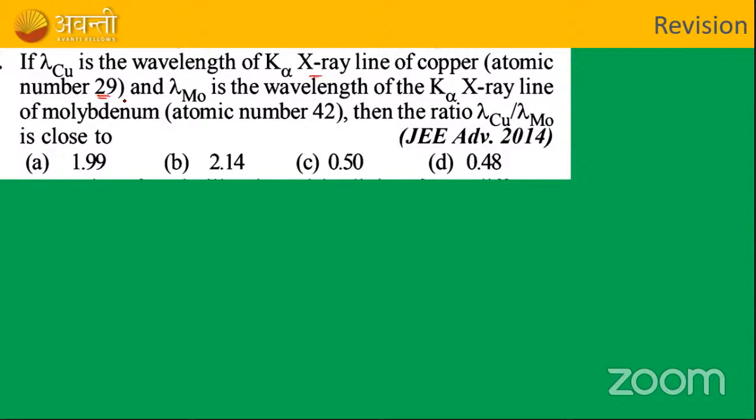Copper has an atomic number of 29. And lambda Mo is the wavelength of K alpha light of molybdenum. This is one more kind of material and it has an atomic number of 42. What is the ratio of lambda of copper by lambda of molybdenum?